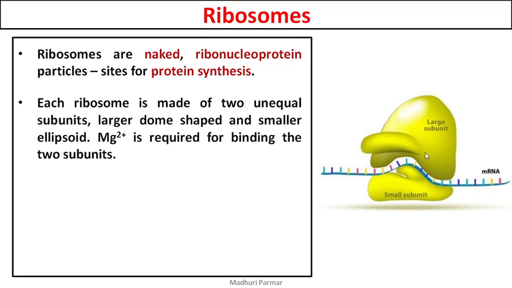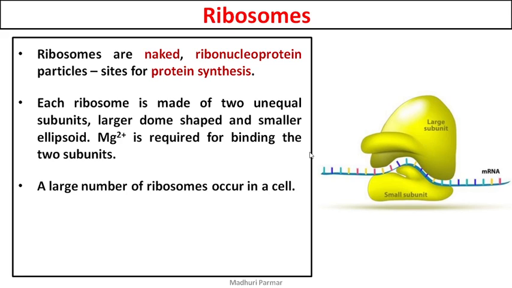Now to make sure that the large and small subunits can come together, you require magnesium ions. If there is a less amount of magnesium ions, the two parts of a ribosome will not come together. And if there is enough or more than enough magnesium ions, the ribosome units will be able to come together. Fine.